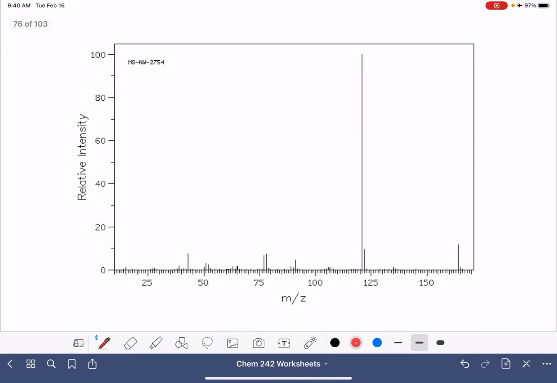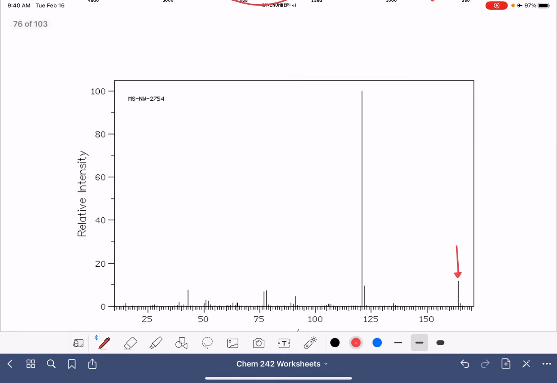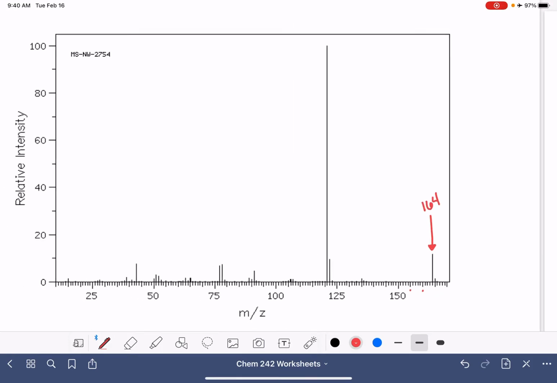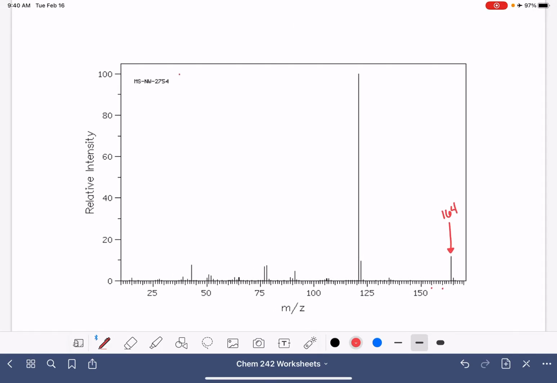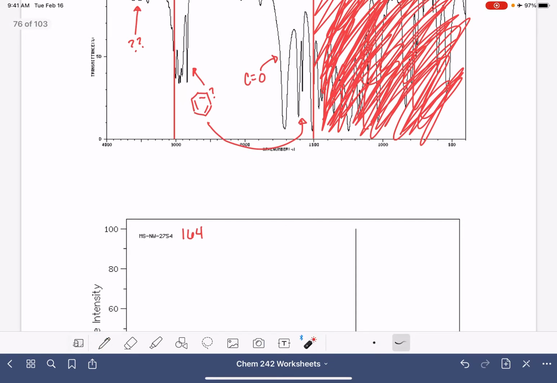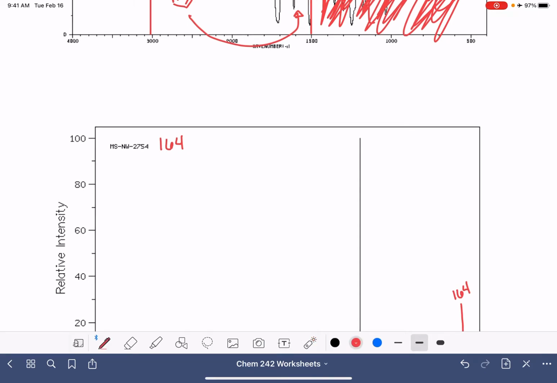For our mass spec, here is our M plus peak right there. That looks like it's at 164. Let's see if we can come up with a molecular formula. According to our IR, it looks like we might be expecting an HDI of 5, 4 for the benzene ring, plus another one for the carbon-oxygen double bond. But again, it's a difficult IR. So we know we have an oxygen atom.